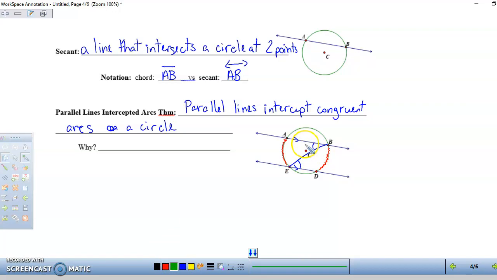So if you put numbers in there, it's fairly obvious. So let's say that this is 30 degrees and this is 30 degrees. Then the inscribed angle theorem says this has to be 60 degrees and that has to be 60 degrees, which implies those are congruent arcs. Okay, so the main reason why here is you can use alternate interior angles. And we know that those are congruent.